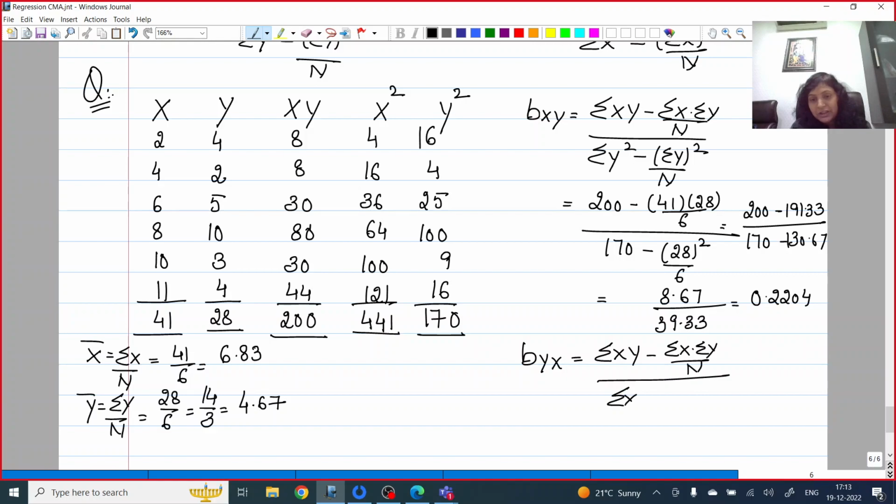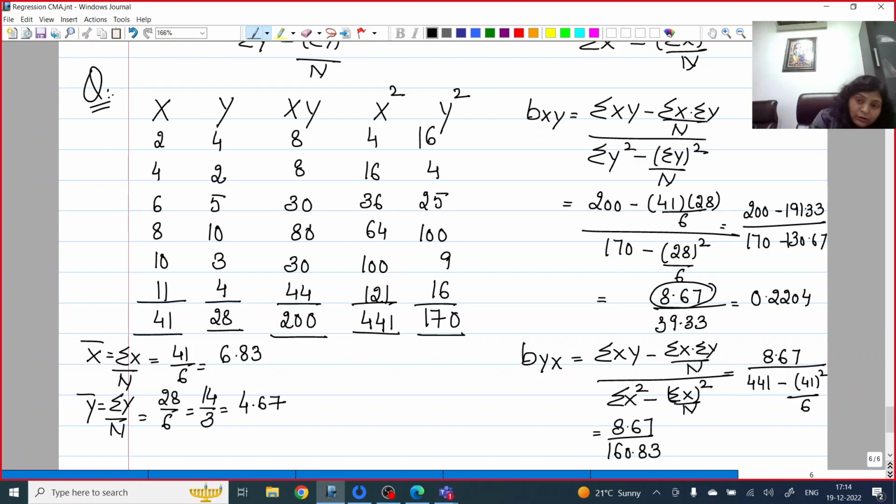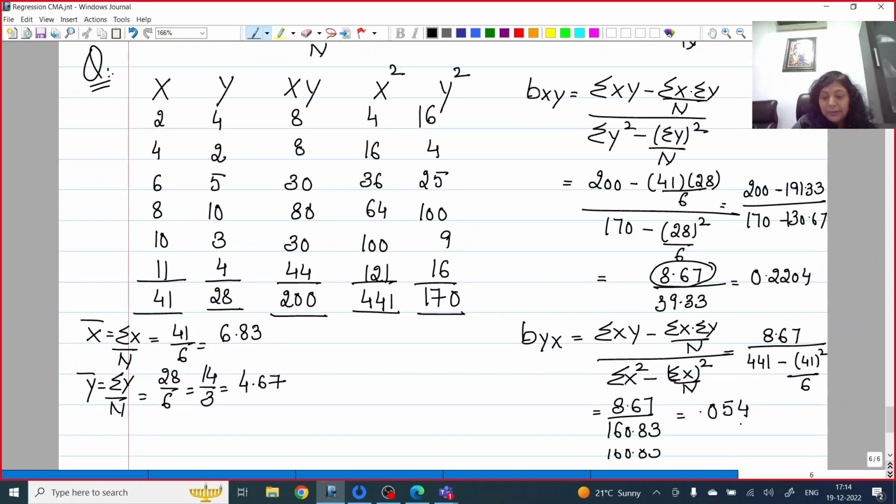In the denominator we have summation x square minus summation x whole square upon n. If we check, the numerator is the same, so the value of the numerator is 8.67. Just compute the value of the denominator: 441 minus 41 whole square upon 6. First 41 whole square, divide by 6, and subtract this value from 441. So your value is 160.83. So 8.67 divided by 160.83, our value is 0.0539, or you can say 0.054. So this is our byx.